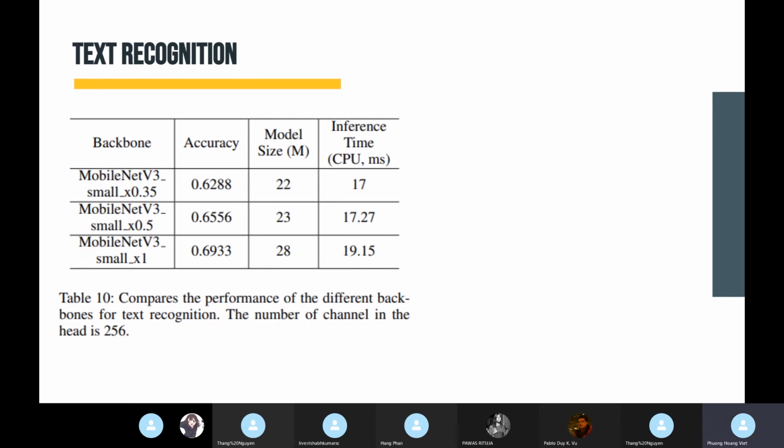The last is the text recognition. In this table, we compare the performance of different backbones for the text recognition. Here are the accuracy, the model size, and the inference time. And for text recognition, we choose the MobileNet V3 small 0.5 as the best to balance accuracy and efficiency.